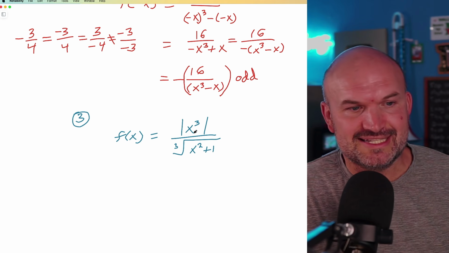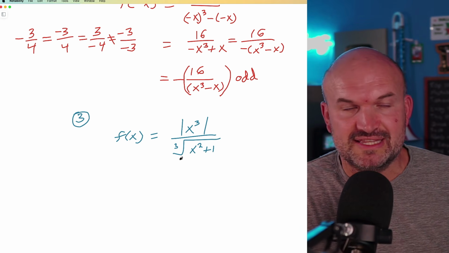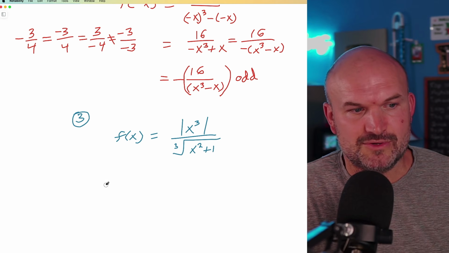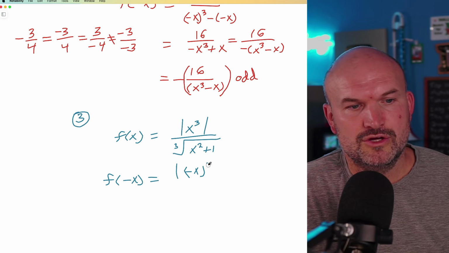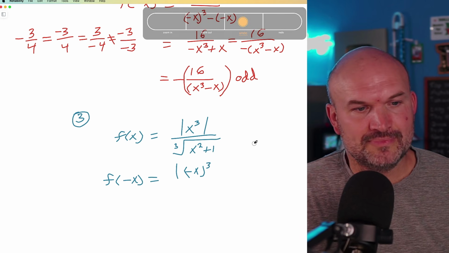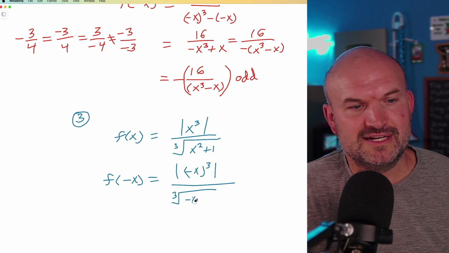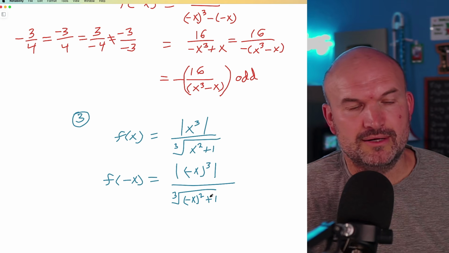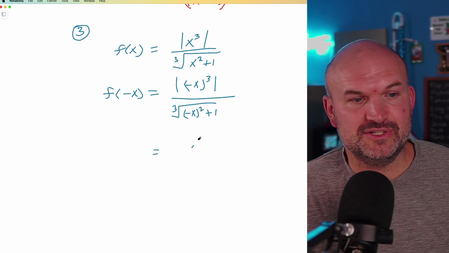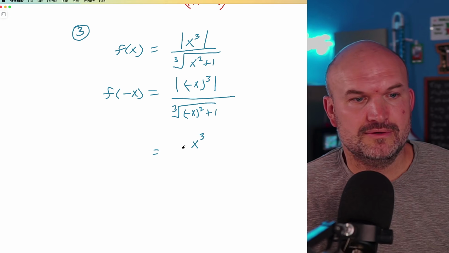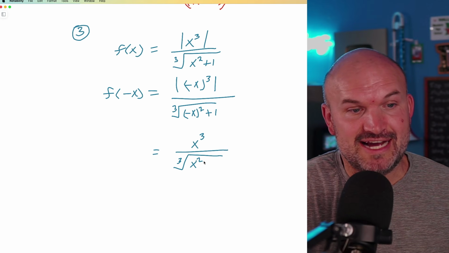But again, let's go ahead and test things. Same thing with the cube root. We know the cube root is an odd function, but if we can get everything preserved in this denominator, we're going to be good, which in this case is going to be an x squared. So I plug in a negative x, and what we're going to have here is the absolute value of negative x cubed, divided by the cube root of negative x quantity squared plus 1. So negative x cubed is a negative x cubed, but the absolute value of that is simply going to give me x cubed. And then divided by, over here, a positive x squared plus 1.